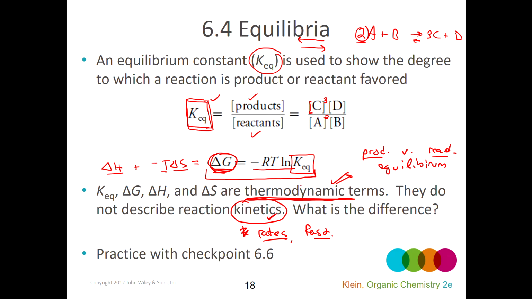So thermodynamics allows me to determine, if I were to allow enough time for it to reach equilibrium, which one I would have more of. And that's what delta G and K, Q are all about. It doesn't tell me how long it's going to take to get to equilibrium, though. Kinetics helps me determine how long it will take and what the rate will be, or like how many molecules are reacting per minute or per second.